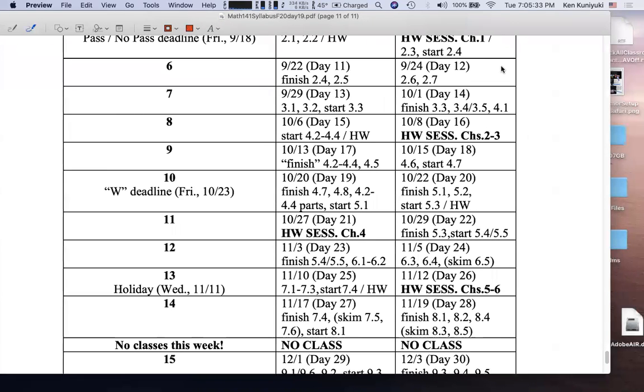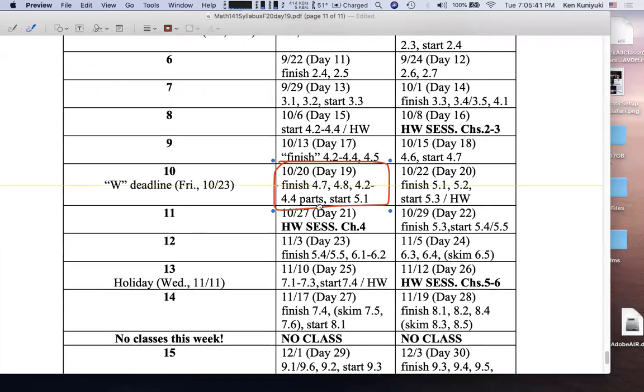Okay, so this is week 10. All right, today is Tuesday, October 20th. We're basically going to finish chapter 4, which is its own thing, right? It's its own homework assignment. It's a short homework assignment.